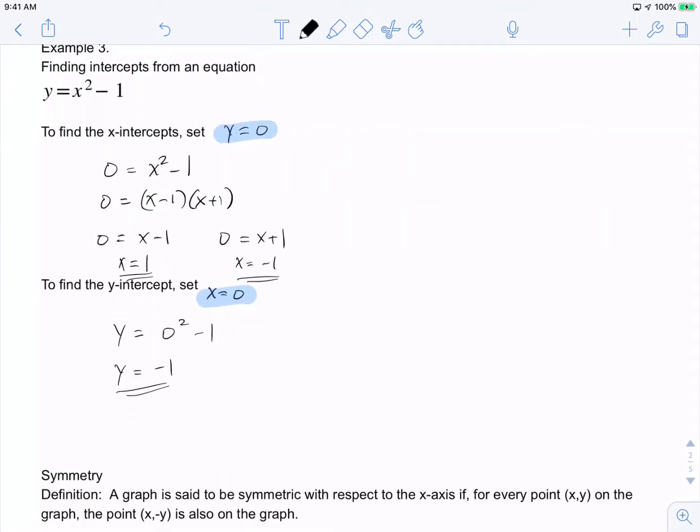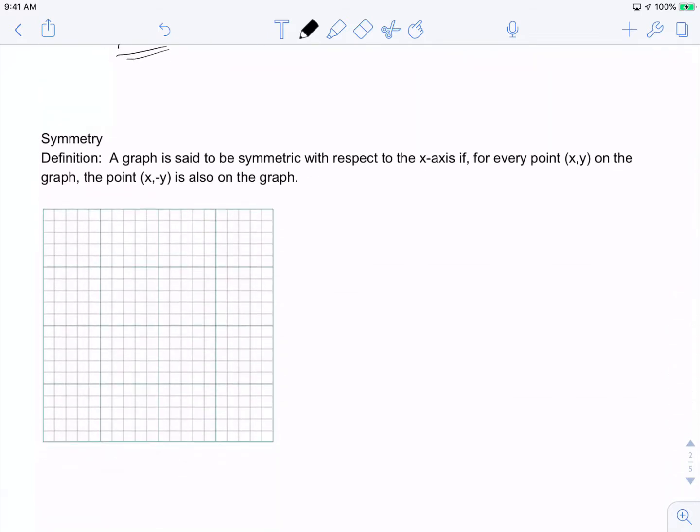Okay. I want to give you a couple definitions that could be beneficial for you in the class, and here it is. A graph is said to be symmetric with respect to the x-axis if for every point (x, y) on the graph, the point (x, negative y) is also on the graph.